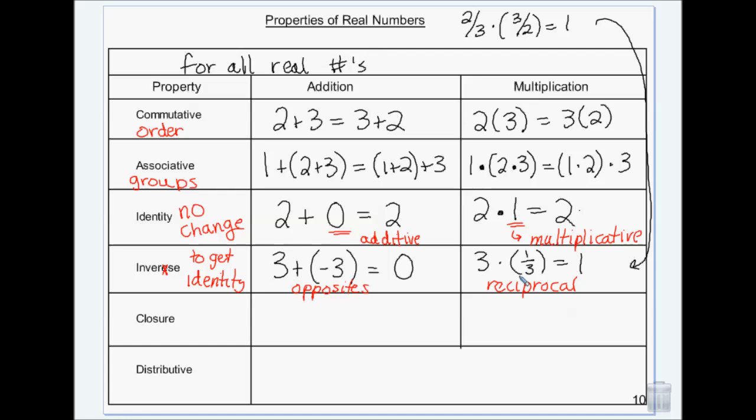Okay. Closure just is kind of a silly thing, actually, to worry about at this stage. But closure just means that if I take two numbers, if I add two real numbers, it equals a real number. So I'm not going to add two numbers together and get an imaginary number. Okay, same with multiplication.